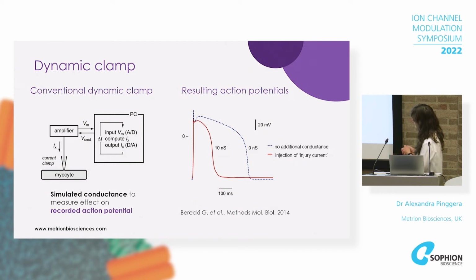This is an example where they were investigating the effect of a so-called injury current, which would happen during a major cardiac event like a heart attack. This current flows from the healthy tissue to the injured tissue and is shown to shorten the action potential. But again, it wasn't actually present; it was done by incorporating this modeled conductance into the actual recording of the myocyte.